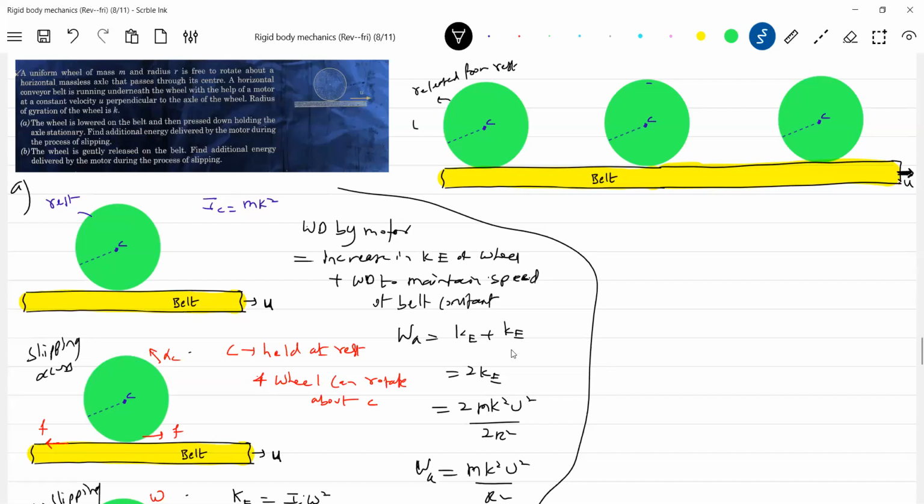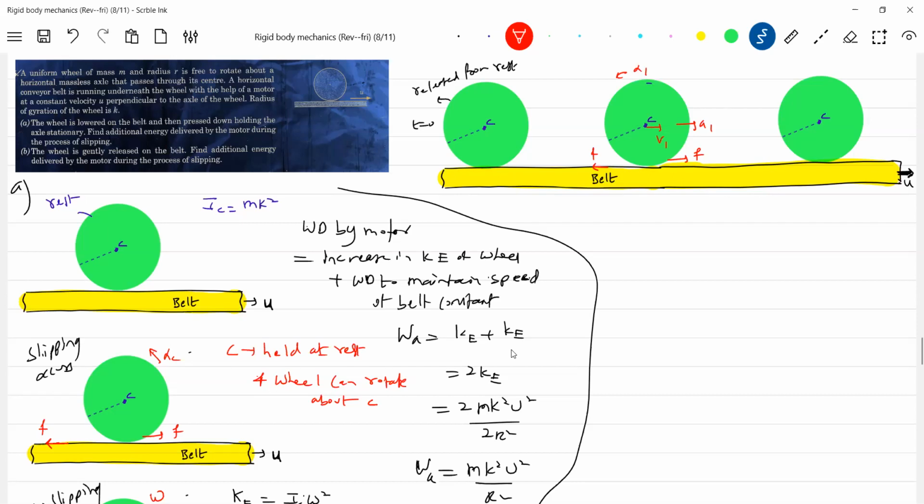This is at t equals 0. What are the forces that will be acting? The friction will act here, the friction on the belt should be like this, and this friction will accelerate the center of mass with acceleration a1, and because of that it will have velocity v1.